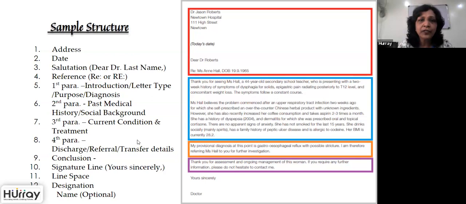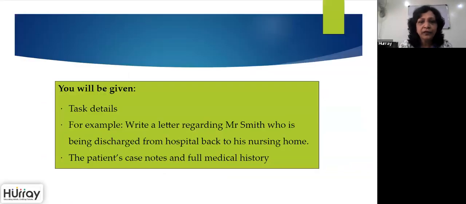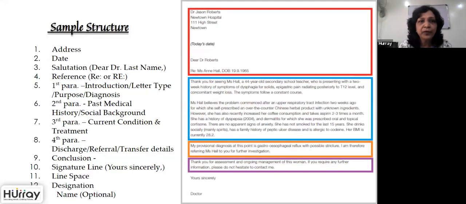Please practice a lot, keep practicing, and share the letters with your trainers. Let them correct it and review it and give you the feedback. Please use the feedback to keep improving your letter writing and your writing skills.